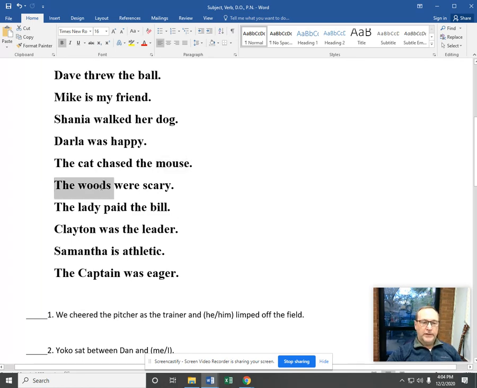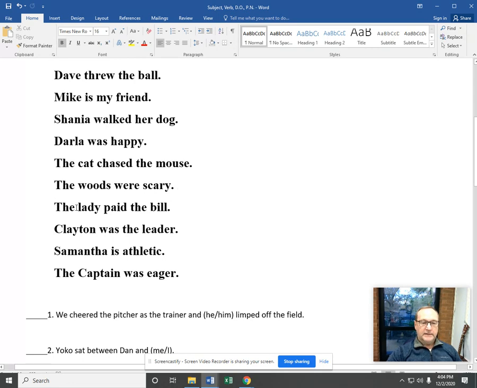All right, the woods are the subject. Were, and what kind of a verb is were? It's not an action verb, it's a state of being verb. Scary. Is scary a noun or is it an adjective? Well, scary is an adjective, and it comes after the state of being verb, and it describes the subject, so it is what we would call the predicate adjective.